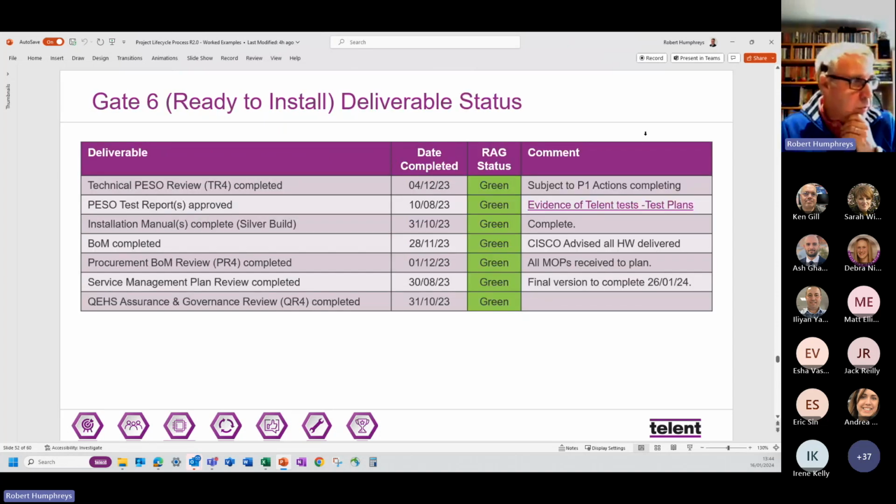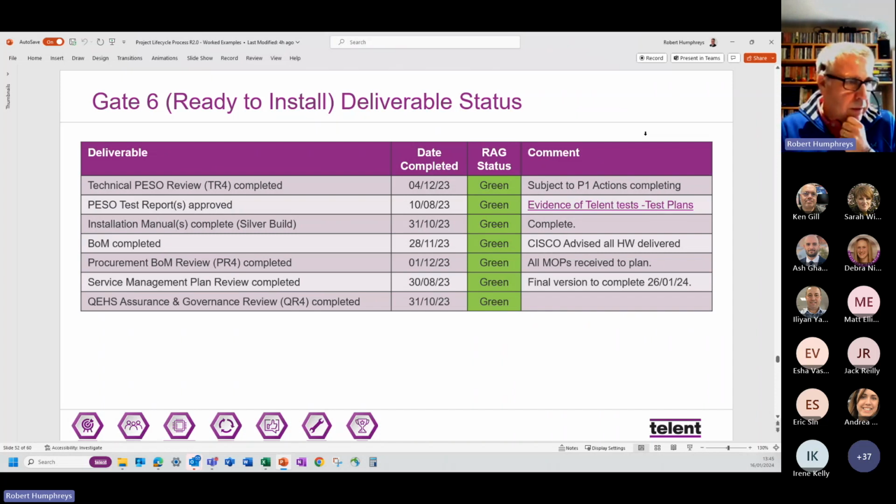And then the ready to install deliverables are all about making sure that we're ready to go, as far as the completion of the testing is concerned. The testing's been done. We've got our installation manuals to a point where, with all the lessons that we've learned through that FAT testing, we've now created an installation manual which allows us to go out and safely install the equipment on the client's network. We've got a BOM in place. We've done that BOM review. We've got a service management plan, and we've completed the QEHS assurance reviews.